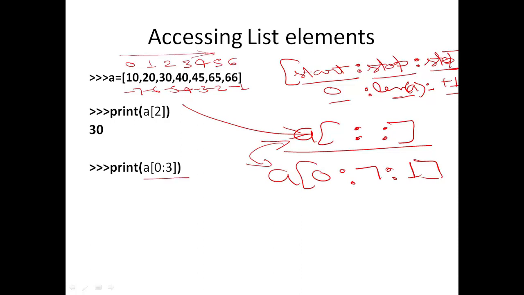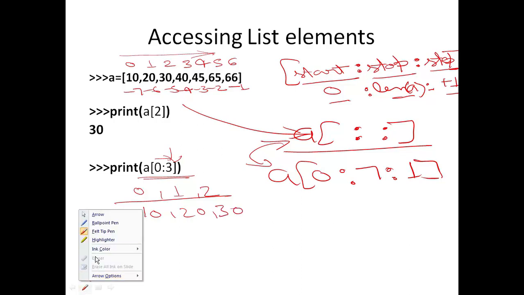For this code, the output will be the elements at index 0, 1 and 2. You have to note that in Python we generally omit the upper bound, which is 3 here. So the elements starting from index 0, 1 and 2 will be printed only. This slicing operator will print the first three values: 10, 20 and 30.